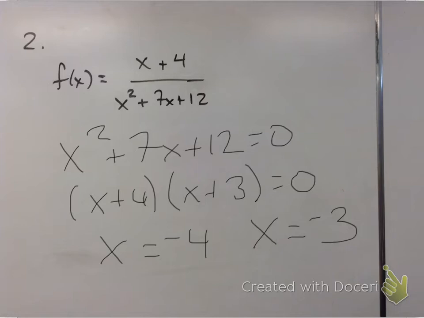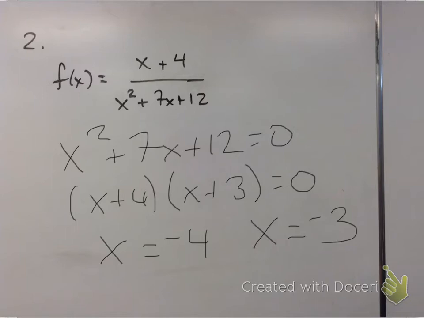Those are guaranteed to be points of discontinuity. You just have to determine the type. So to determine the type, you have to figure out whether you have a vertical asymptote, which would be an infinite discontinuity, or a hole in the graph, which would be a removable discontinuity. So to do that, you're looking at the limit. You need to look at the limit as x approaches negative 4 of this graph, and then the limit as x approaches negative 3 of this graph.